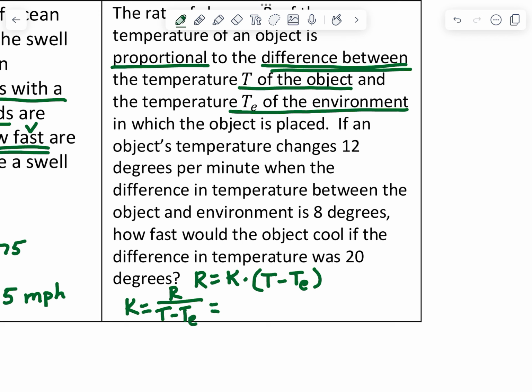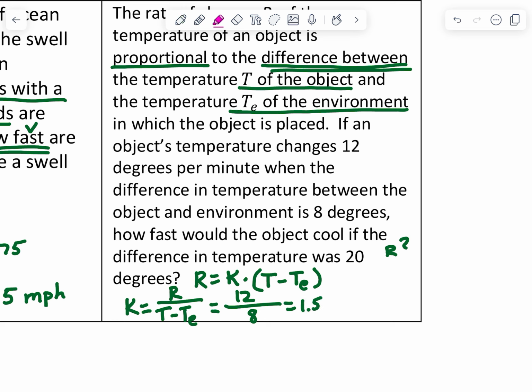Let's see what information they give us. If an object's temperature changes 12 degrees per minute, so that would be R, when the difference in temperature between the object and environment is 8 degrees, how fast would the object cool if the difference in temperature was 20 degrees? So in other words, they want us to find R, but first we need to find the value of k. So we're going to do 12 divided by 8, and we get 1.5. And then we use that 1.5 as our k.